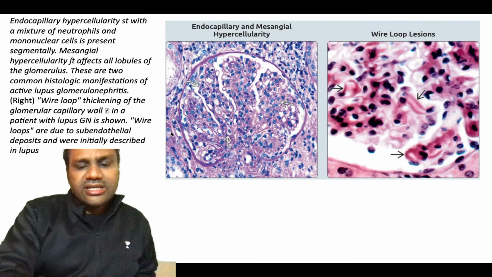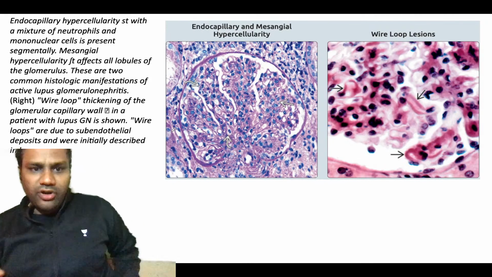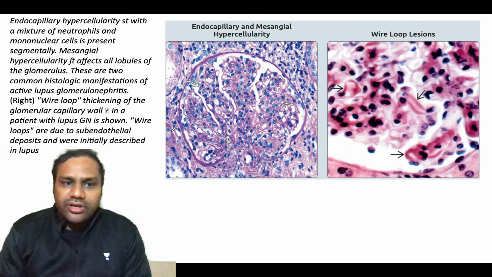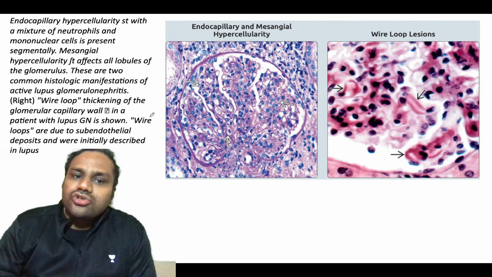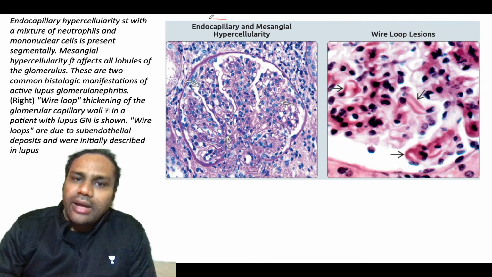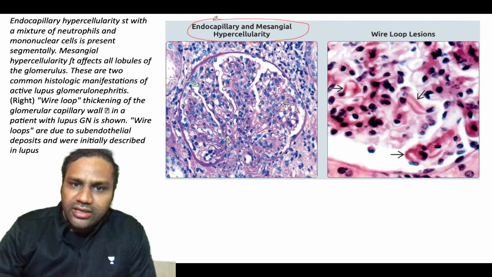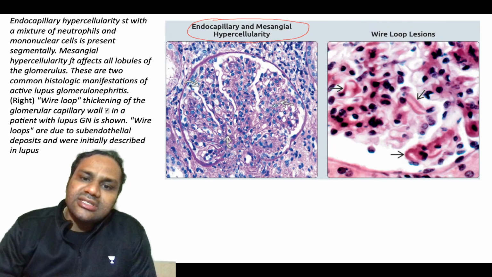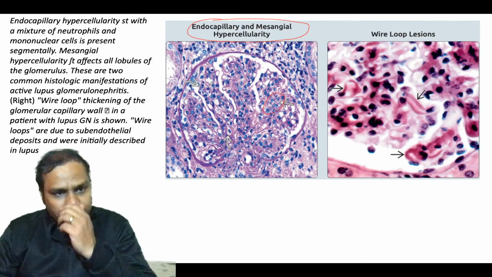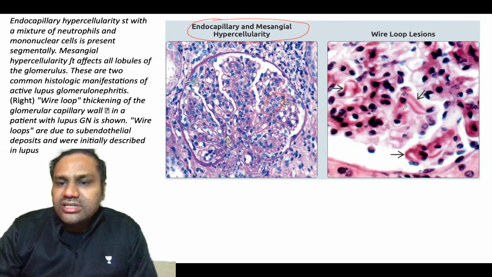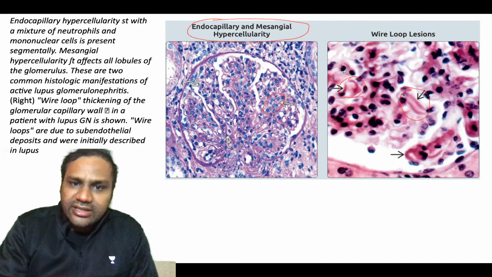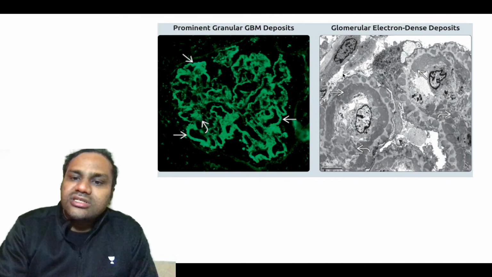So what you get in lupus nephritis is endocapillary and mesangial hypercellularity. This is mesangial hypercellularity and this is endocapillary cellularity. And there you can see wire loop lesions. You can see wire loop lesions in glomerulonephritis. Which glomerulonephritis? Lupus nephritis.